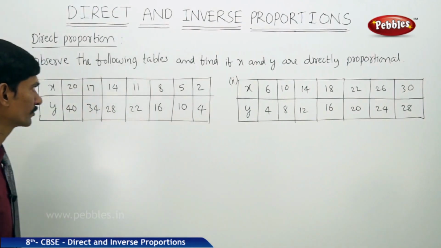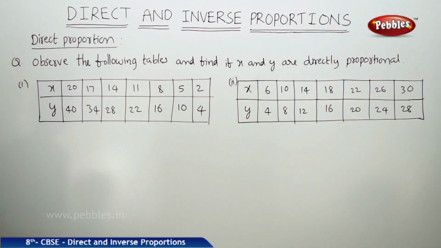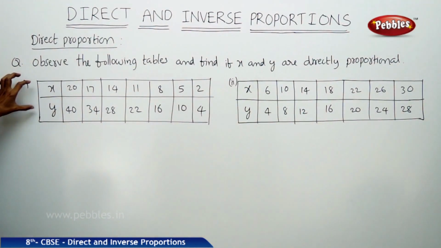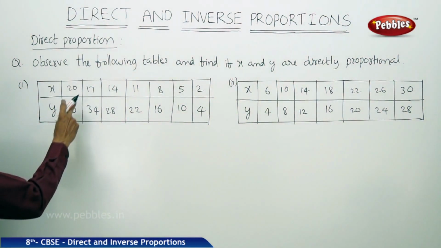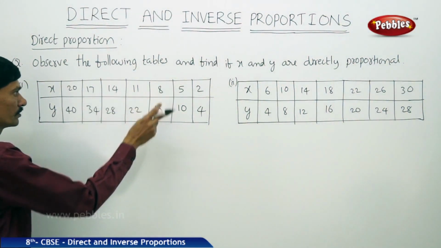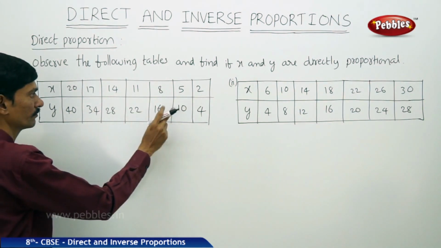Now let us see a question. Observe the following tables and find if x and y are directly proportional. Now in the first table, x values and y values are given: the x values are 20, 17, 14, 11, 8, 5, 2, and the y values are 40, 34, 28, 22, 16, 10, 4.